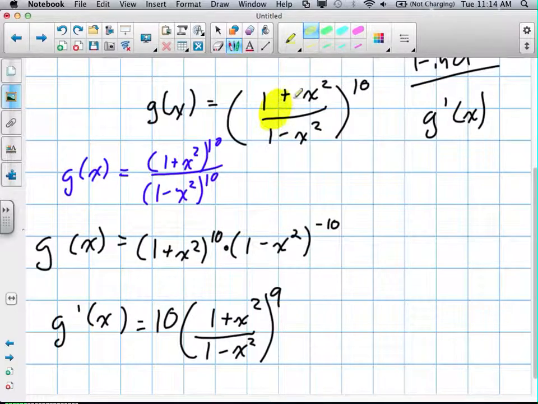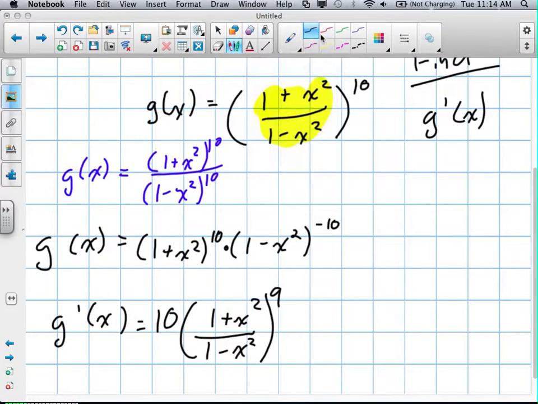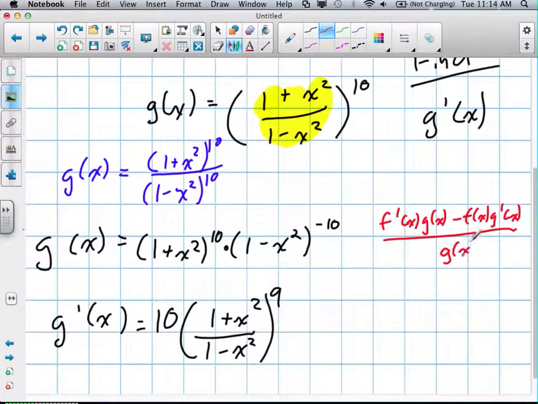Okay? And then I got to derive what's inside this function. Well, what's inside this function is a quotient. So we're going to use our quotient rules to solve that. If you don't remember a quotient rule, I'll quickly write it up here. That's f prime x times g at x minus f at x times g prime x divided by g at x squared. Okay? This is our quotient rule.